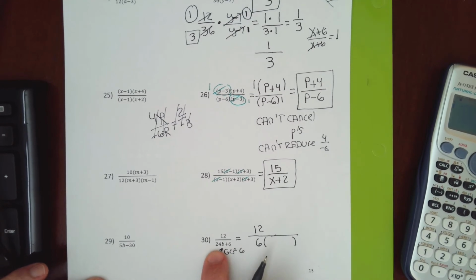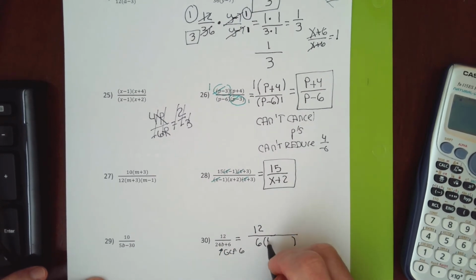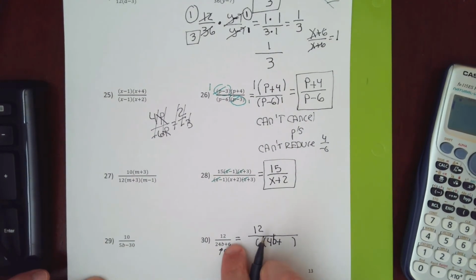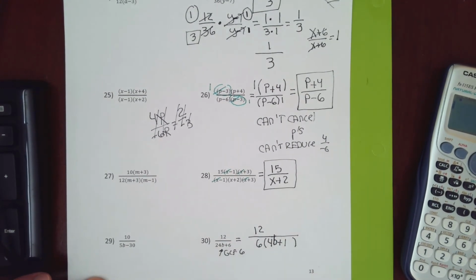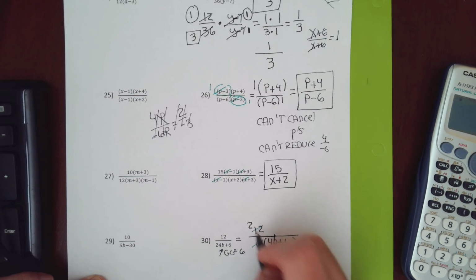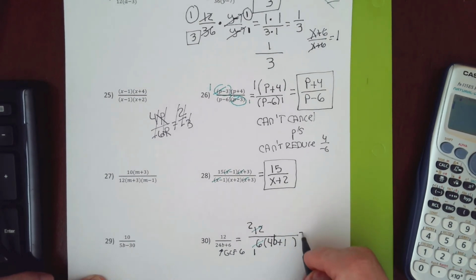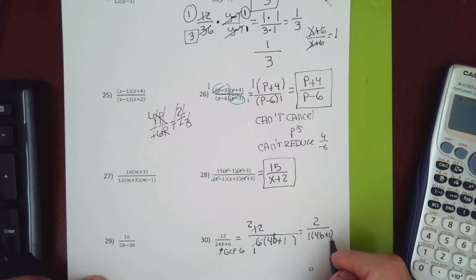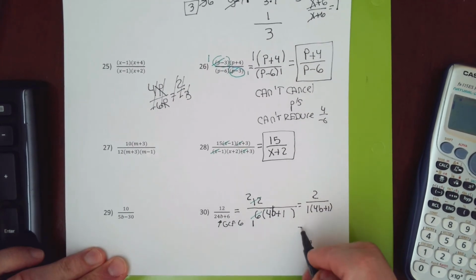I'm going to take the 24b and divide it by 6 and be left with 4b. And after the plus sign, the 6 divided by 6 and be left with a 1. Now I'm going to cancel the 12 and the 6. I'm going to go 12 divided by 6 is 2. 6 divided by 6 is 1. I have 2 in the numerator and 1 times 4b plus 1 in the denominator, and anything times 1 is itself. So I'm just going to write the denominator as 4b plus 1.